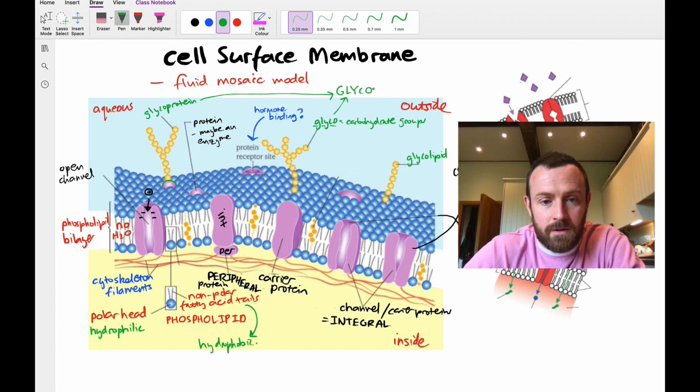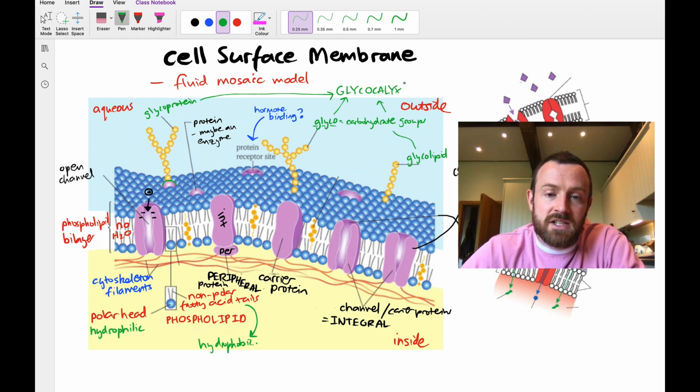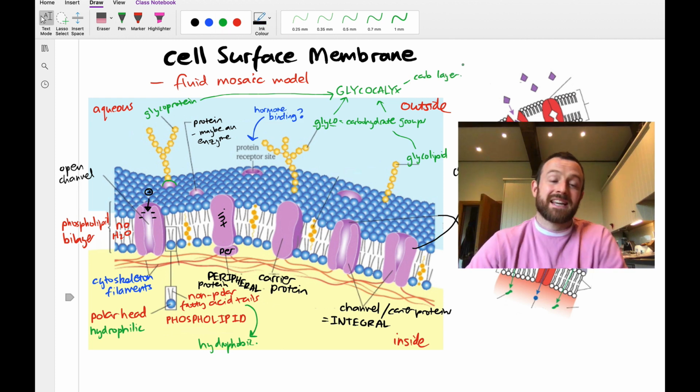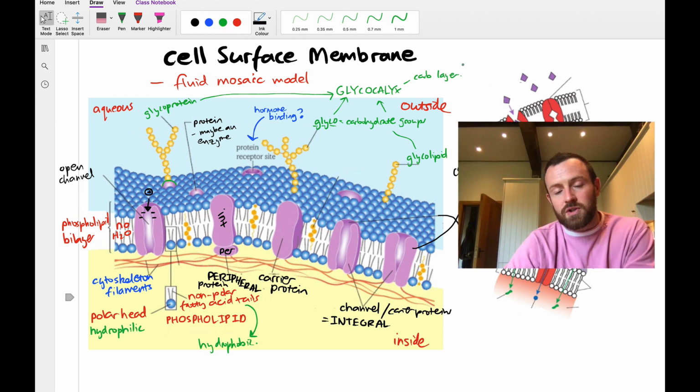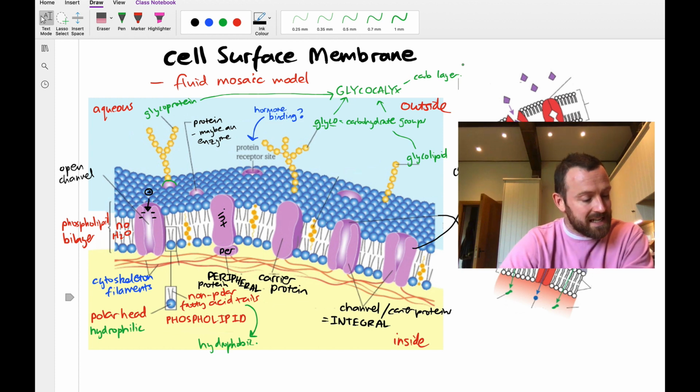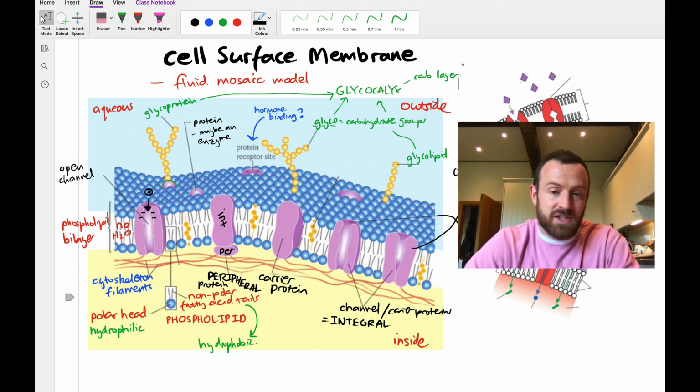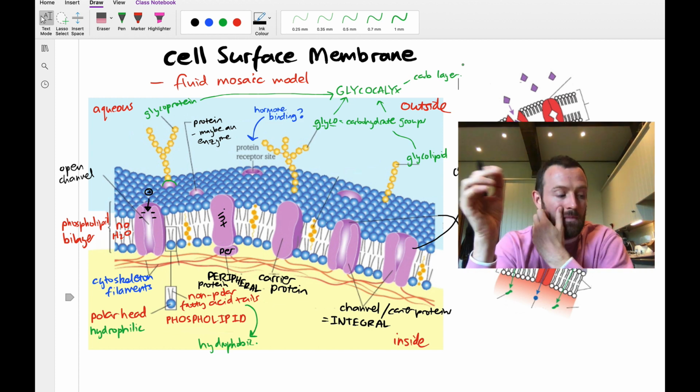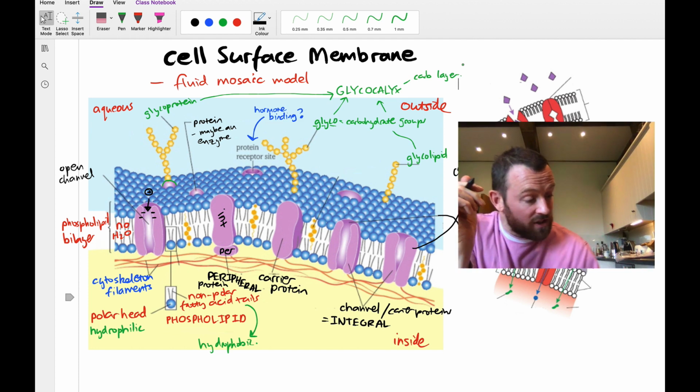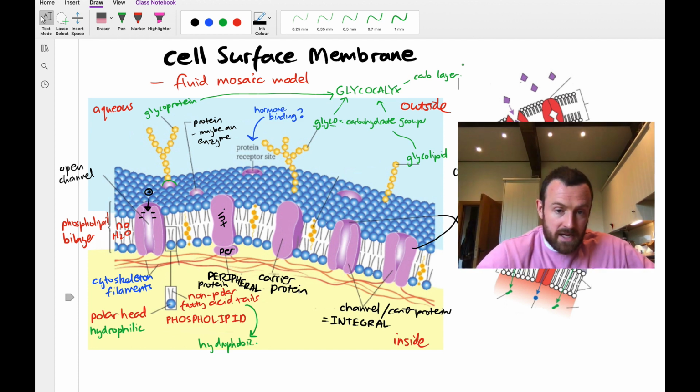Now, don't use this word that much, but it could come up. So I'm just going to put that like that, glycocalyx. So this is basically the carb layer. And it sits outside the membrane. It's mainly to do with cell-to-cell recognition. So it helps the cell interact with its environment, and it's involved in recognition, for example, cell-to-cell recognition and interaction.